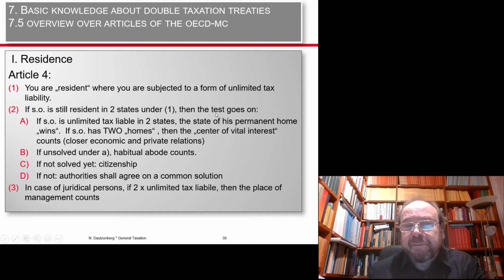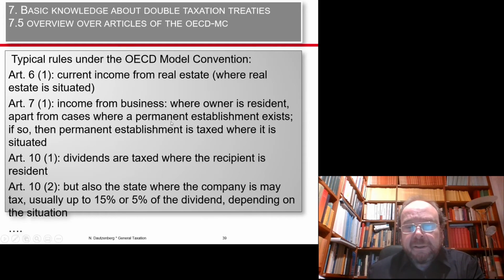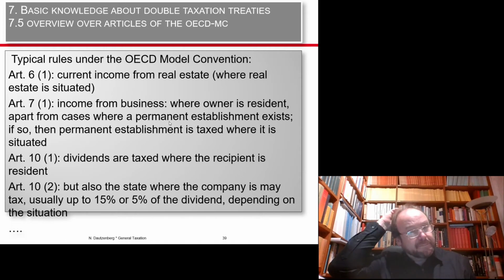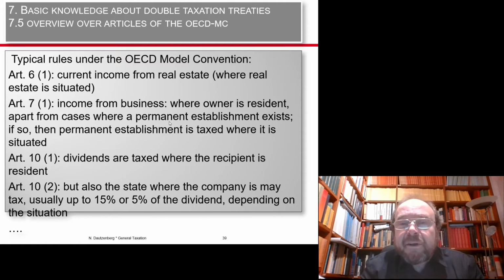In case of a juridical person, the most frequent solution is still that the place of management then decides about residence. Some other typical rules would be, or better, no. Once you have determined the residence, then you can apply the rules which distribute the income between the member states of that treaty. So, residence country or the country where the money was earned, the source country.